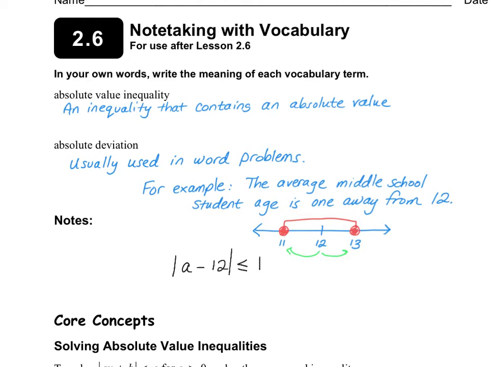So in this case, the absolute deviation is 1, and 12 is the given value. Notice that it's not negative 12 because that's part of the equation itself. So it's not negative 12. The given value is positive 12, but there is a negative inside this equation here.